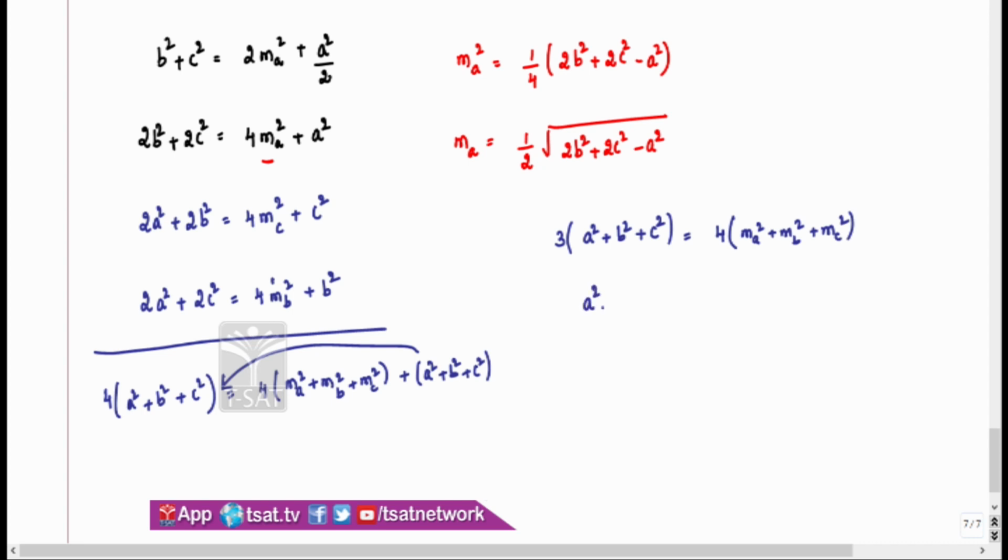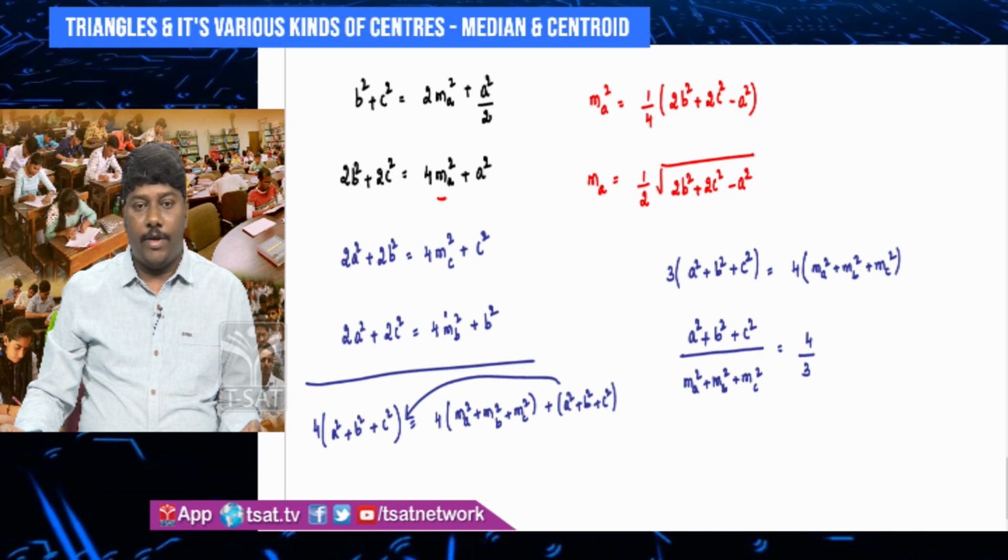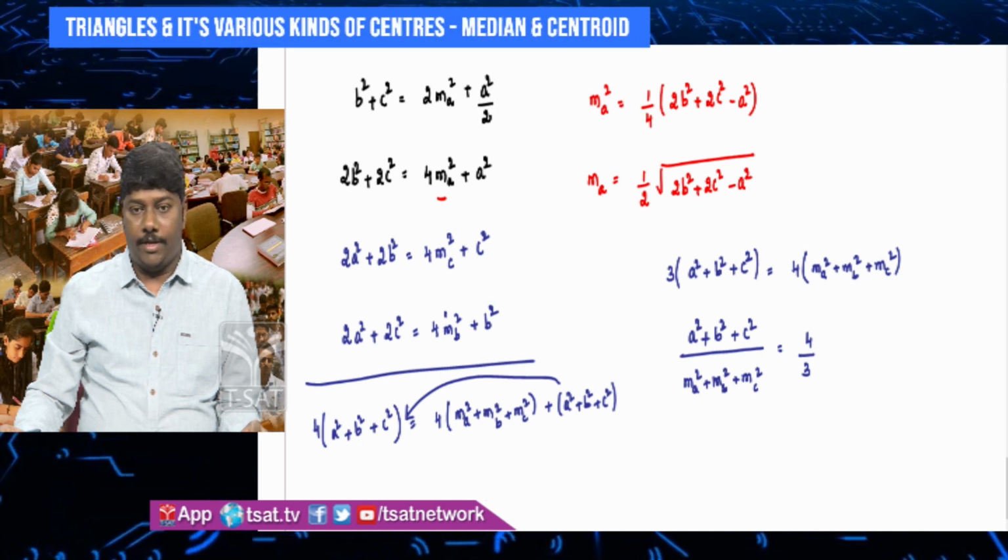So I would say the sum of squares of sides, a square plus b square plus c square, by the sum of squares of medians, ma square plus mb square plus mc square, is equal to 4 out of 3. So always remember, the sum of squares of sides is always greater than the sum of squares of medians.